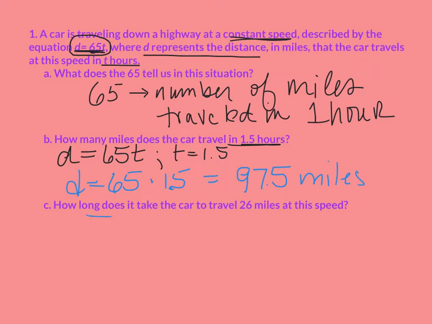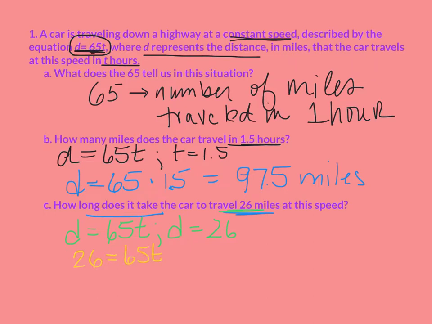And then it asks, how long does it take the car to travel 26 miles? So again, write down the equation that you're going to be using: d equals 65t. The semicolon to separate. We're getting the distance this time, so we're given d equals 26. That means every time I see a d, I'm going to write 26. So 26 equals 65t.